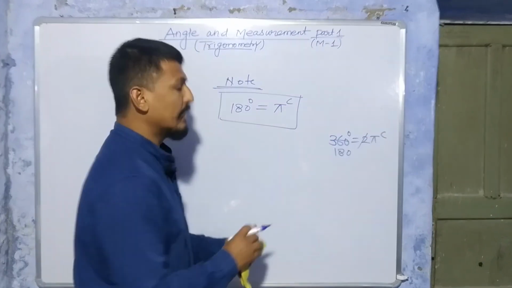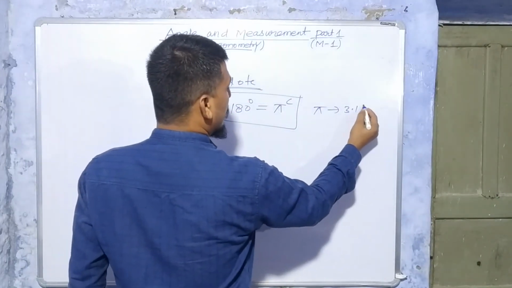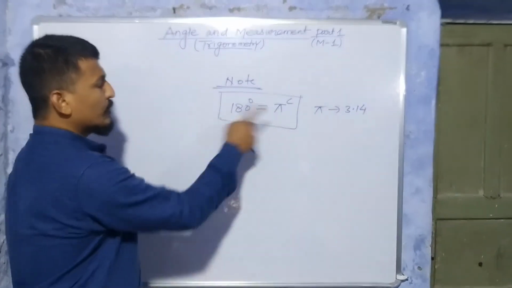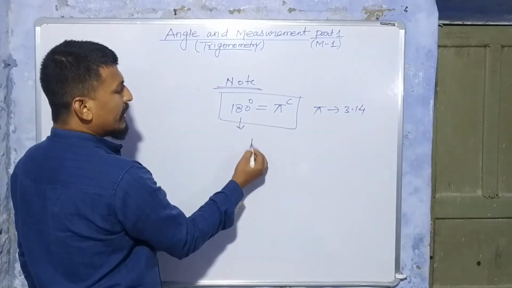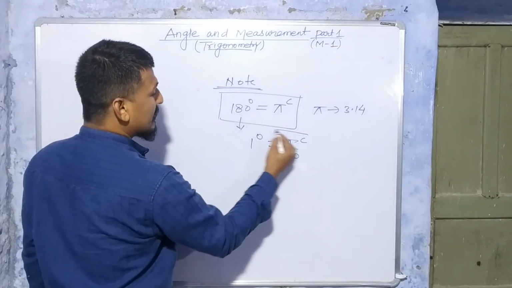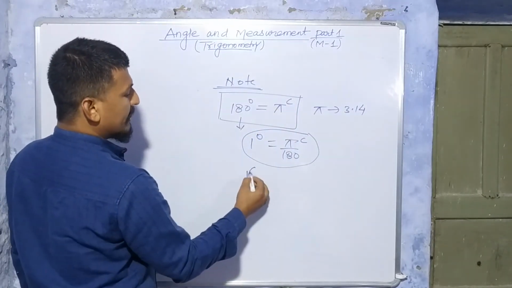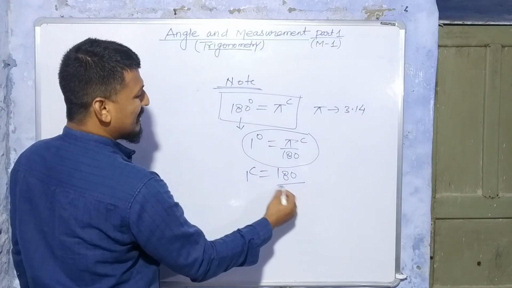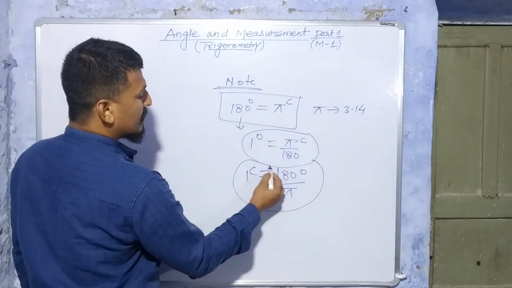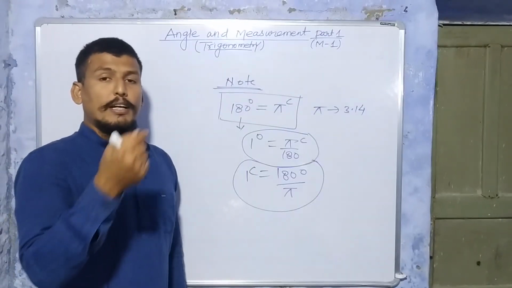The value of pi is 3.14. So what do you mean by 1 degree? 1 degree will be pi by 180 radian. Fine. And from this, 1 radian is equal to 180 by pi degree. This is the conversion of degree into radian and radian into degree.